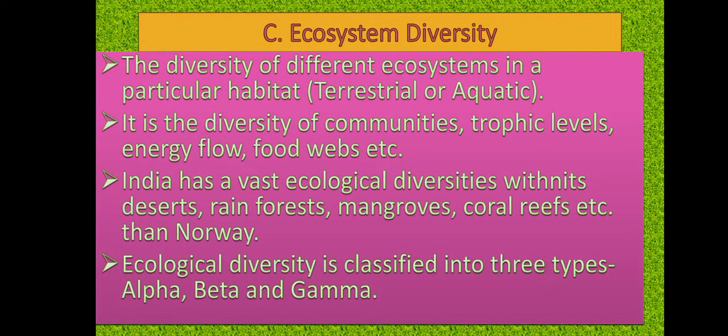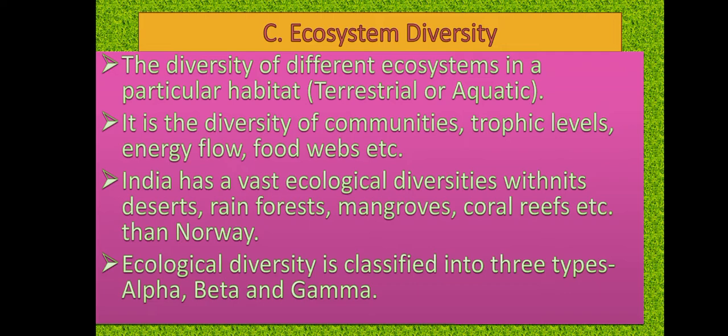Dear friends, now third diversity, that is ecosystem diversity, which is also called ecological diversity. The diversity of different ecosystems in a particular habitat. It may be terrestrial or aquatic. It is the diversity of communities, trophic levels, energy flow, food webs, etc. India has a vast ecological diversity with its desert, rainforest, mangroves, coral reefs, etc.